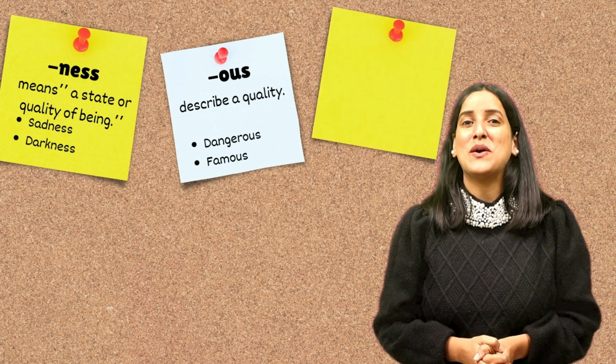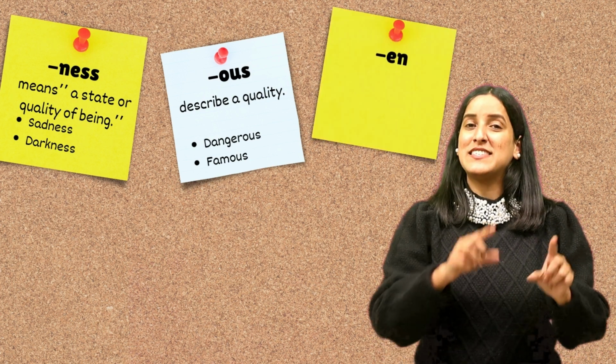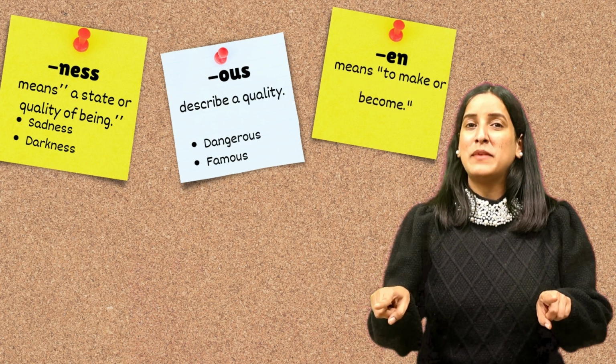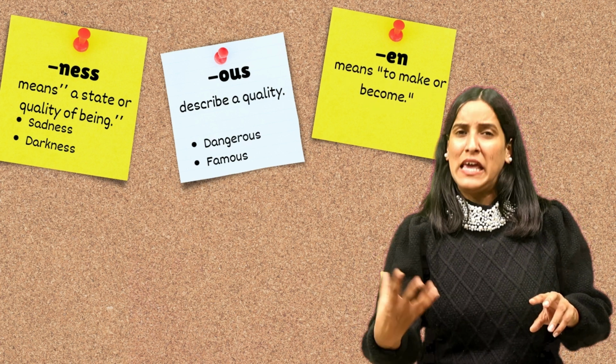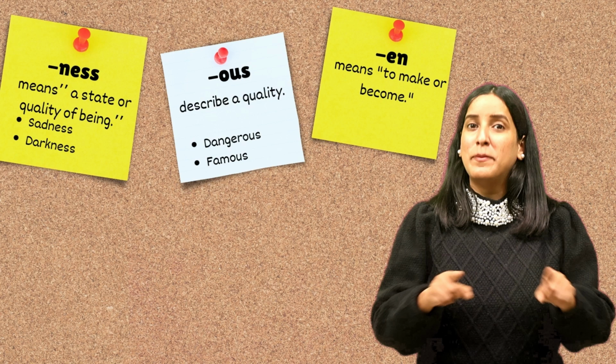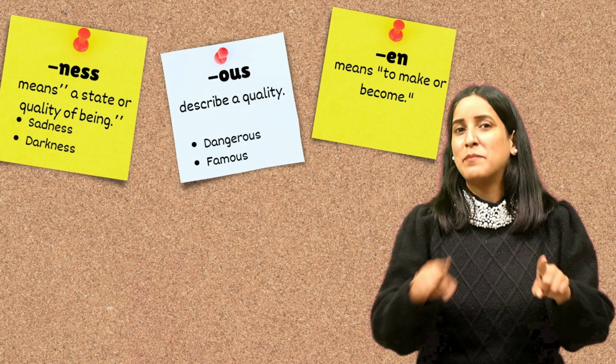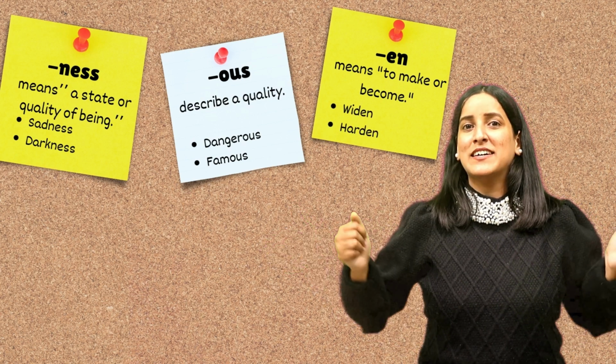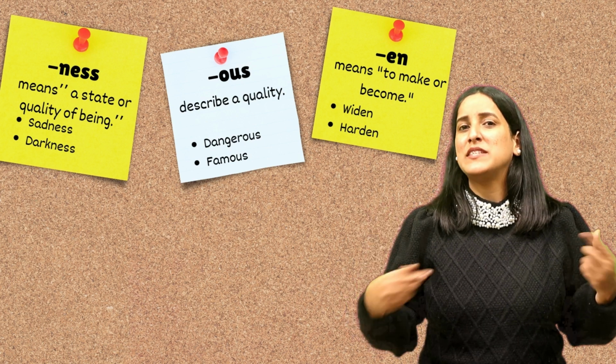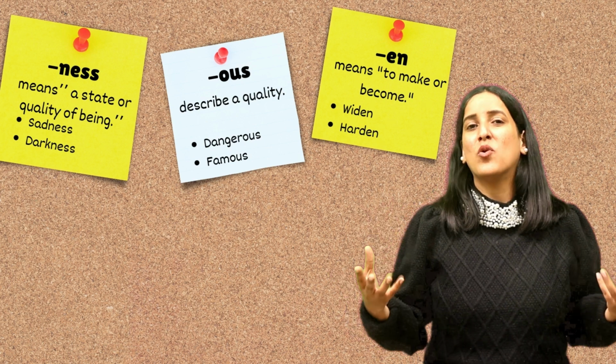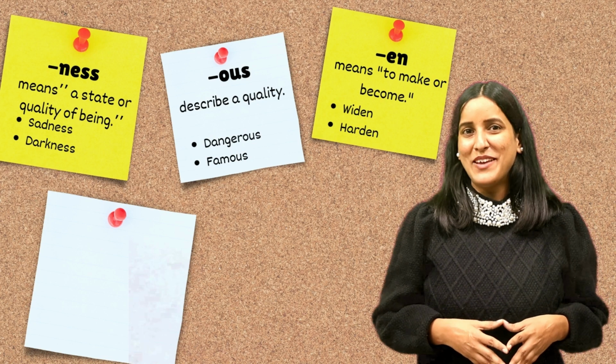The next one being this one, which is en. Now this suffix turns adjectives into verbs, meaning to make or to become, like wide becomes widen, which means to make something wider, right? Hard becomes harden, which means to make something even harder, right?